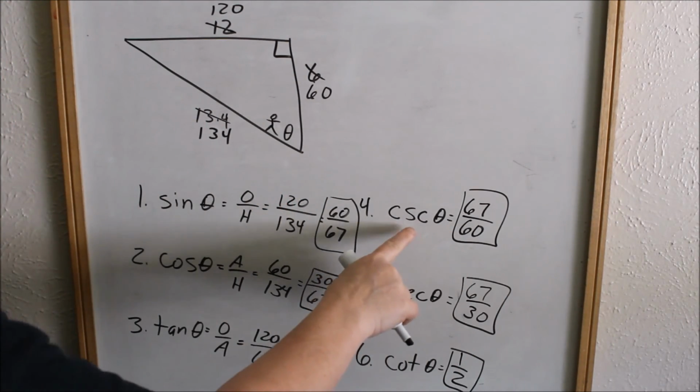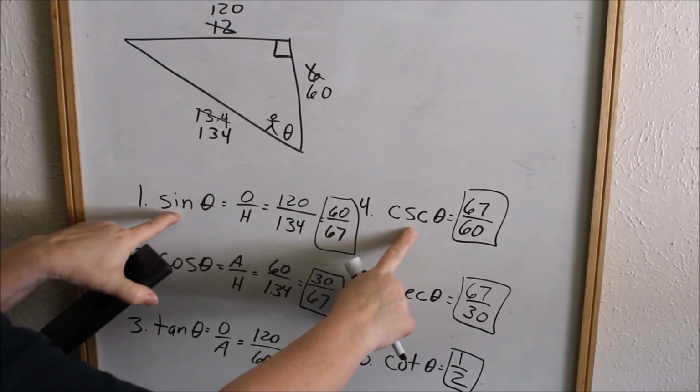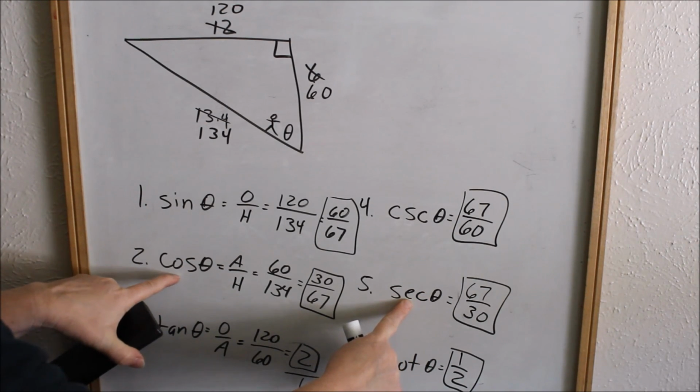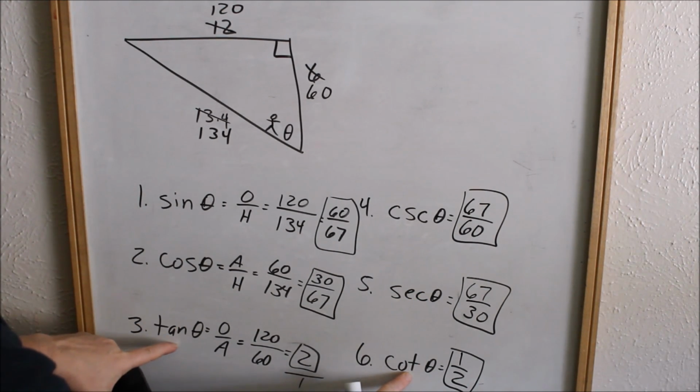So the main thing is, just remember, cosecant is a reciprocal of sine. Secant is a reciprocal of cosine. Cotangent is a reciprocal of tangent.